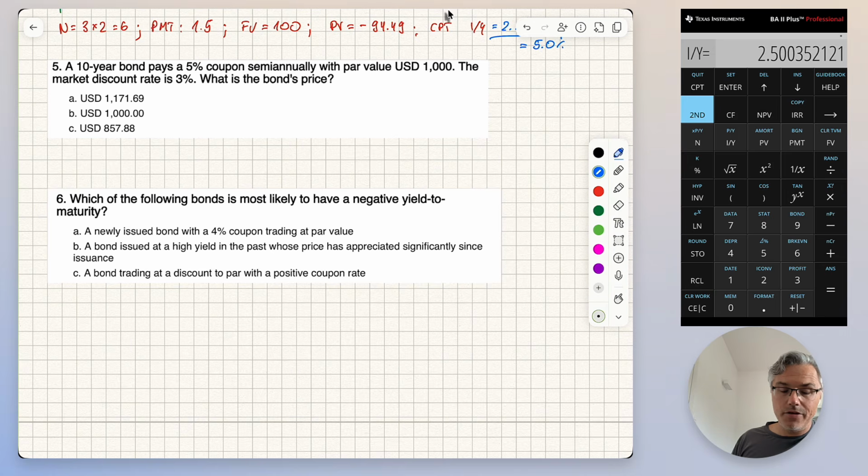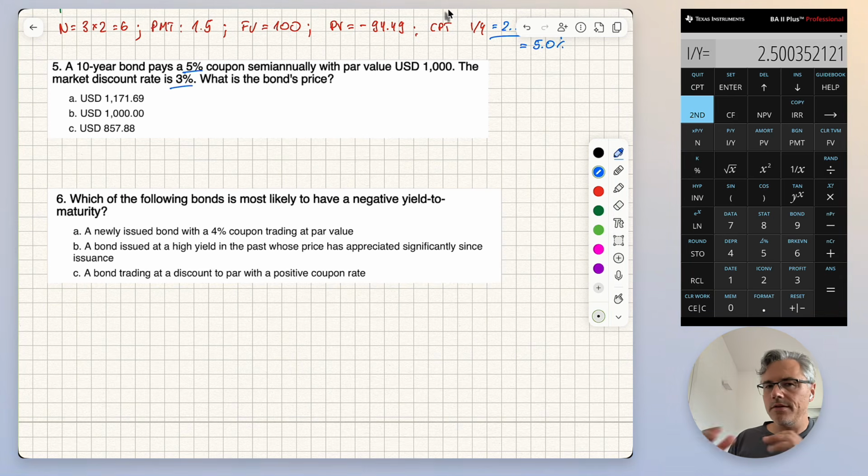What is the bond's price? Given the way the answers have been provided, this is a question you should do in a couple of seconds. Look at the coupon rate. Look at the market discount rate. They're always going to be stated on the same basis, i.e., annualized.